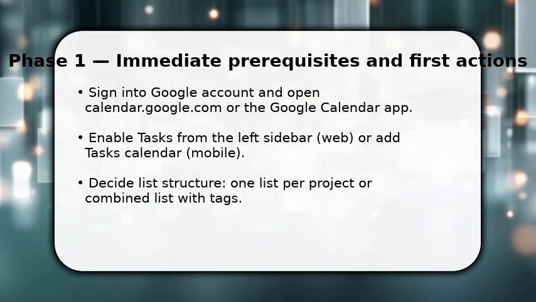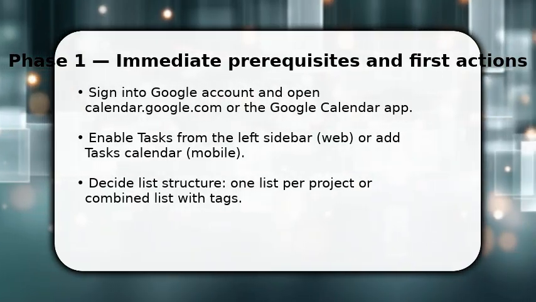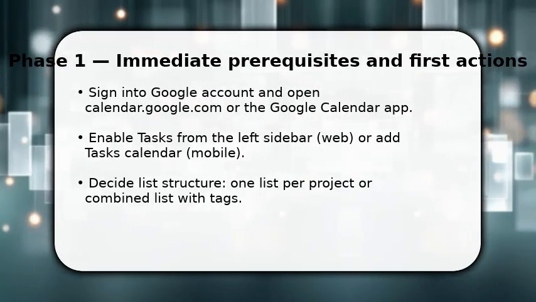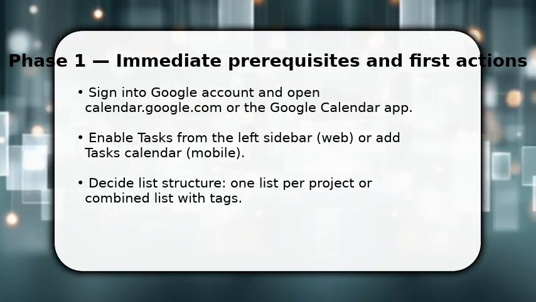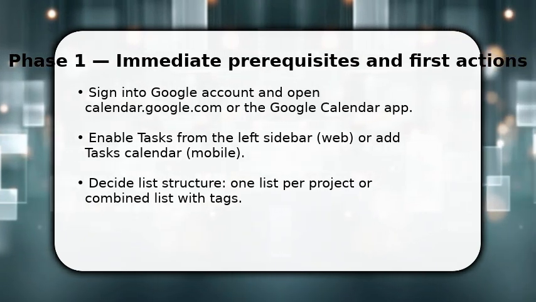Make sure you pick a simple list structure up front. One list per project if you need separation, or one combined list with tags for quick filtering. This is the first actionable step. Toggle tasks visible and create your initial task list so you can start adding items right away.